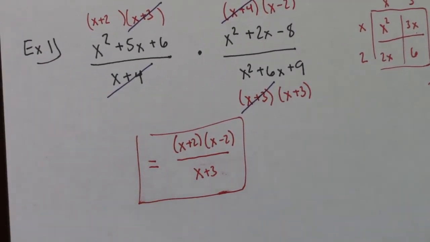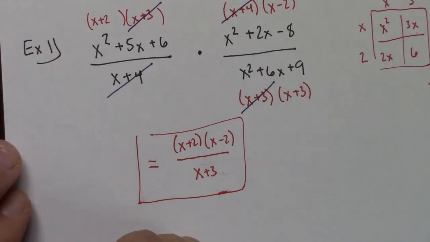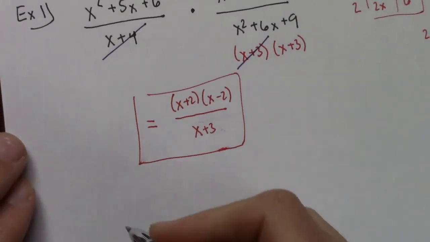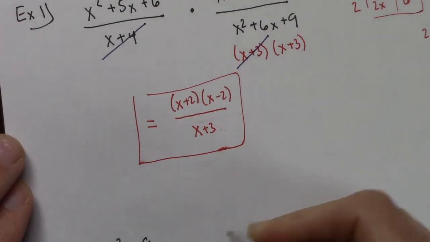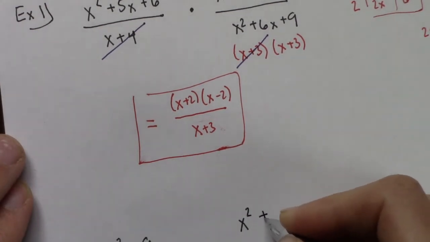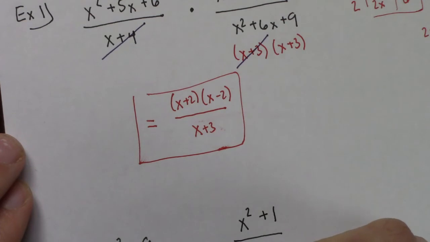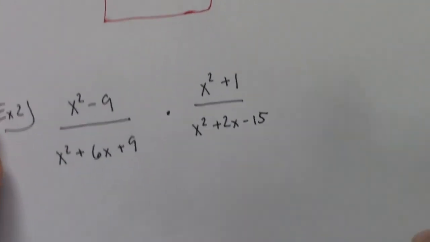I'm going to jump on to a second one. So example 2. Gives me a second to just write it down. I'm going to go right here. I've got x squared minus 9 over x squared plus 6x plus 9, times x squared plus 1 over x squared plus 2x minus 15. So same as before, step 1, we can't see that.